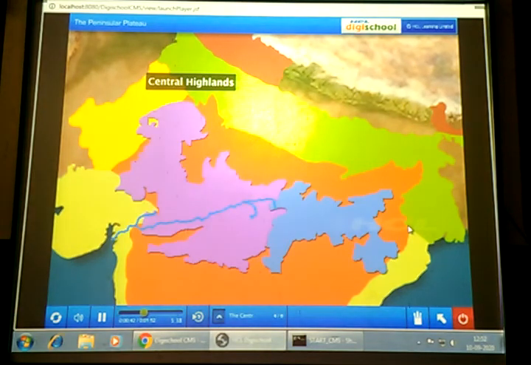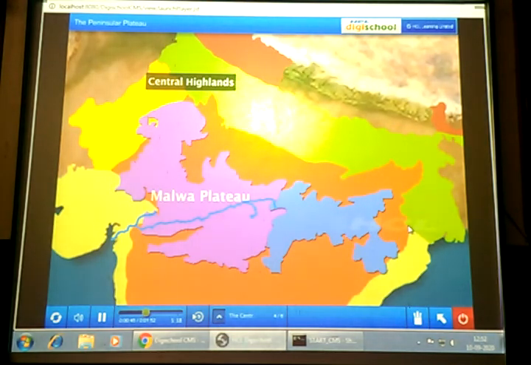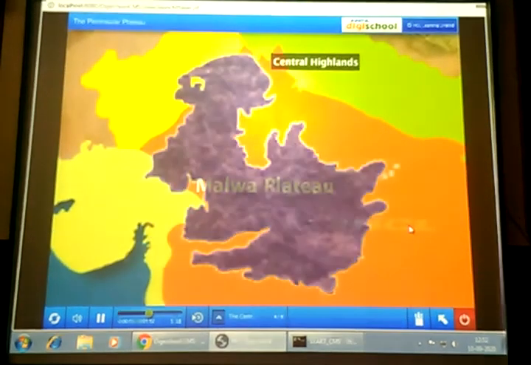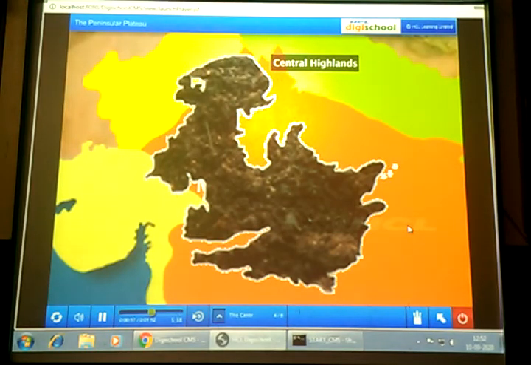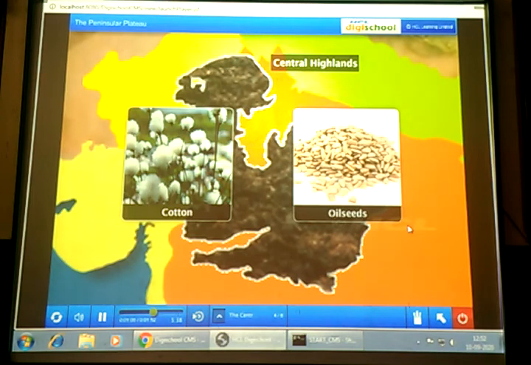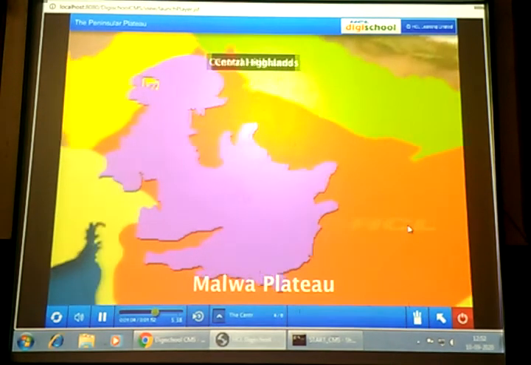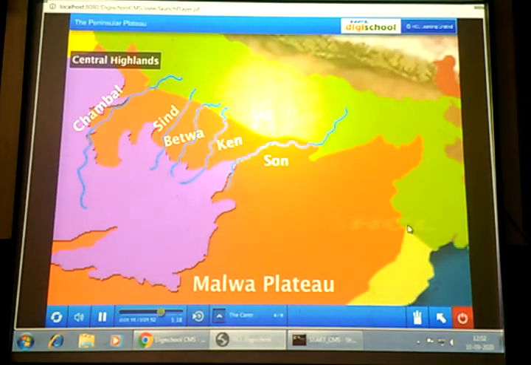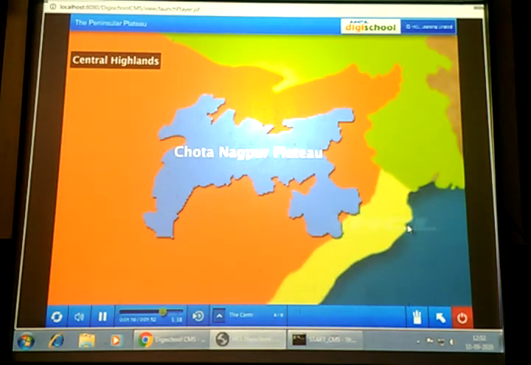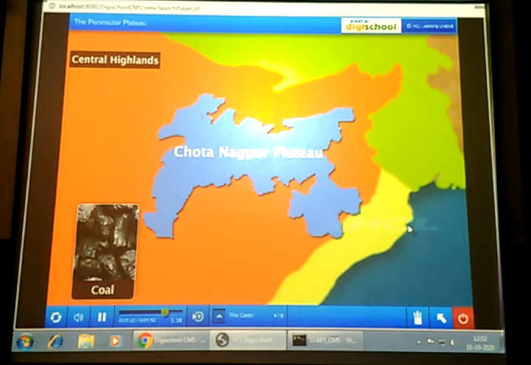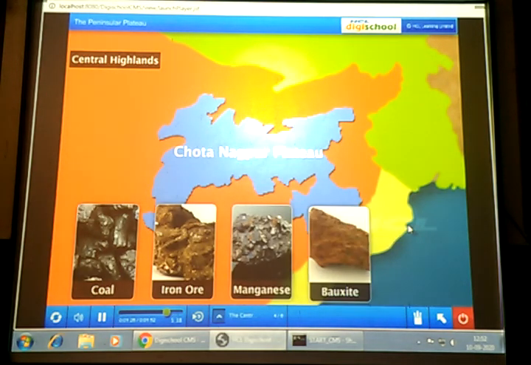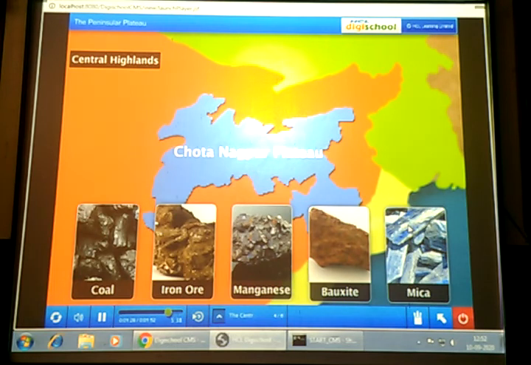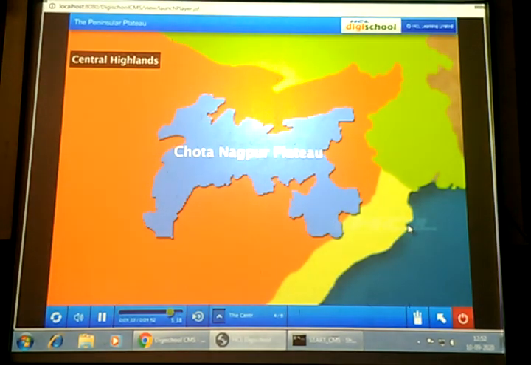The Central Highlands include two major plateaus, the Malwa Plateau in the northwest and the Chota Nagpur Plateau in the northeast. The Malwa Plateau has fine black soil, which is ideal for growing cotton and oilseeds. It is drained by the rivers Chambal, Sindh, Betwa, Ken, and Son. The Chota Nagpur Plateau has large deposits of minerals like coal, iron, manganese, bauxite, and mica. It is drained by the river Damodar.